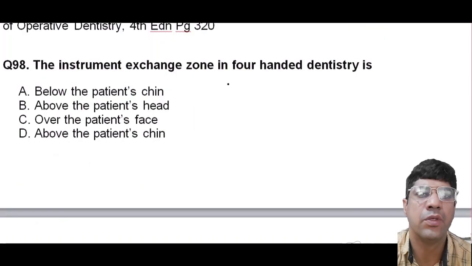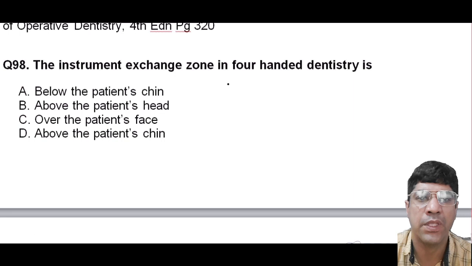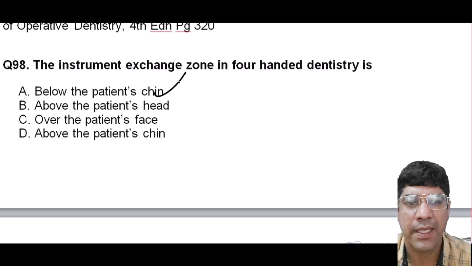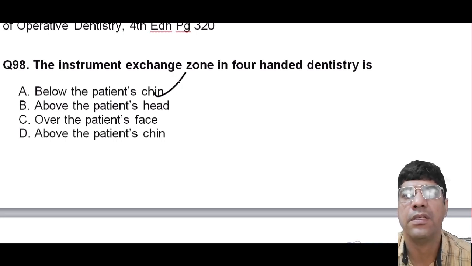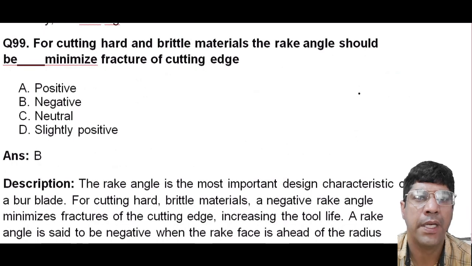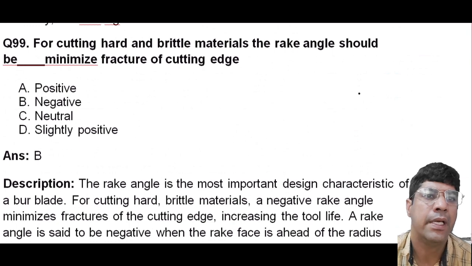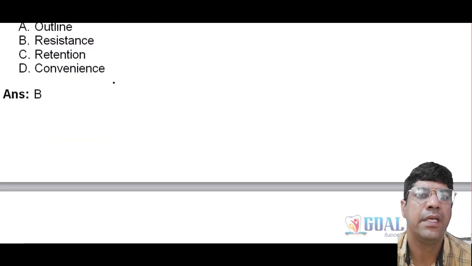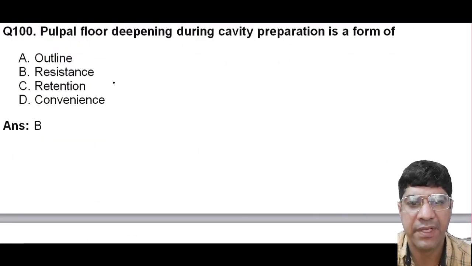The instrument exchange zone in four-handed dentistry is below the patient's chin. All the instrument exchange between the operator and assistant should occur in the exchange zone below the patient's chin and a few inches above the patient's chest. Suppose this one is the patient's chest, it should be done above the patient's chest and below the patient's chin. For cutting hard and brittle material, the rake angle should be negative. Already discussed this question previously. The explanation has been discussed previously.